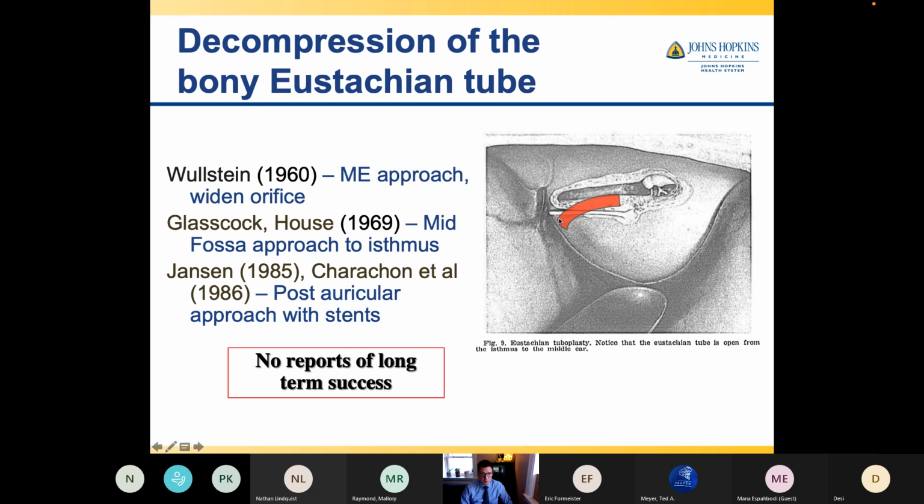And you just have to keep in mind, of course, that the carotid artery is really close to the isthmus of the eustachian tube. There were carotid artery injuries from these approaches, and there were no reports of long-term success. And so most of these have generally fallen out of favor at this point.